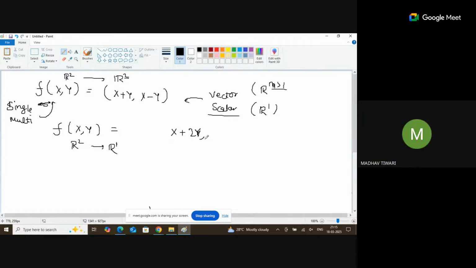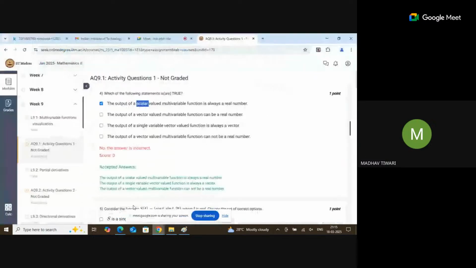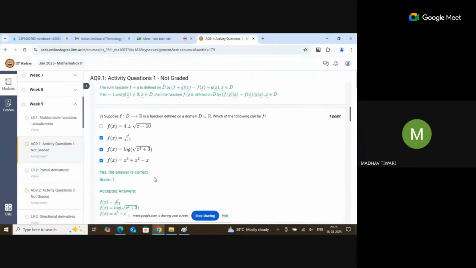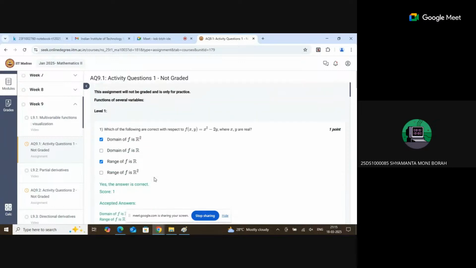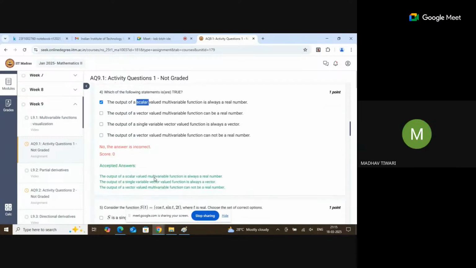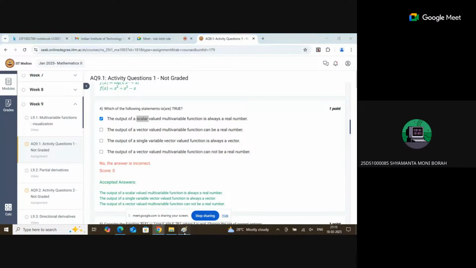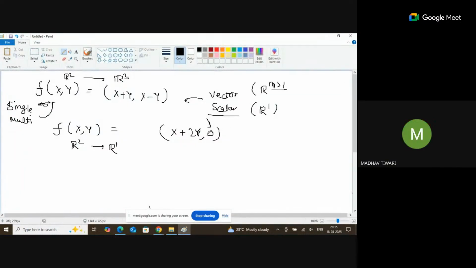If only a comma is there, and other values are given, it will not only be a comma. If any other value is given, then in this question you are considering this part, right? If it is given x plus y comma 0, it would be a vector only, right? Yes, it is a vector now.